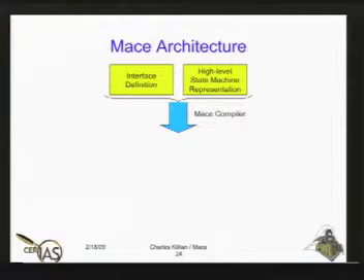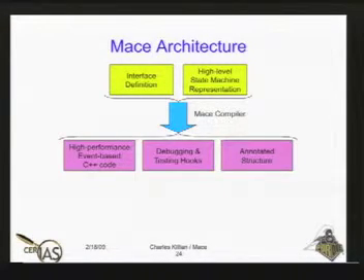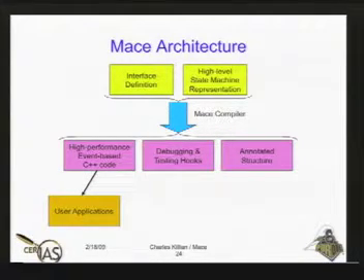You take these two inputs, you pass them to the Mace compiler, which will output three things. First, a high-performance implementation in C++. Second, a set of debugging and testing hooks. And third, an annotated structure of your system. Now we'll take the first of these, the implementation, and link it together with your application, your user interface. And this can immediately be run on the internet.